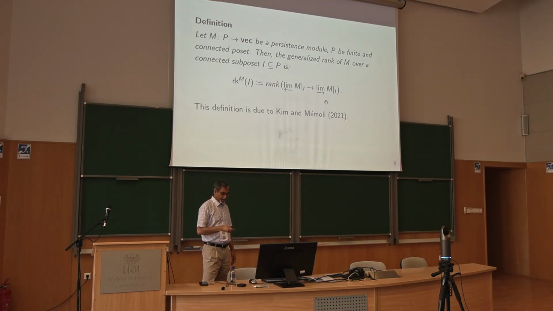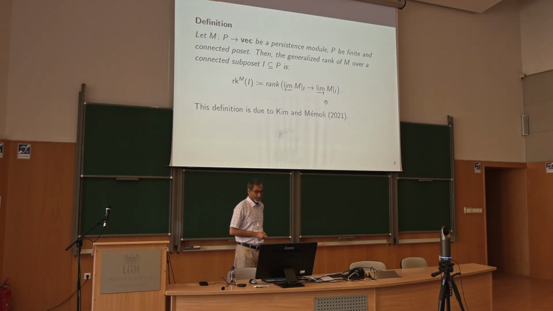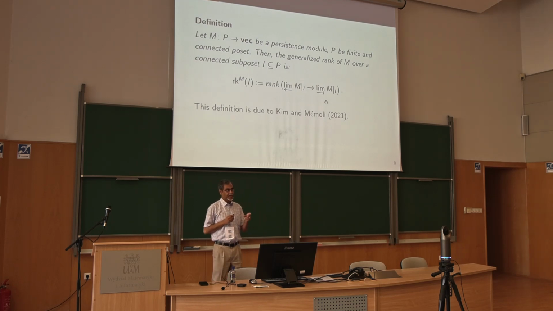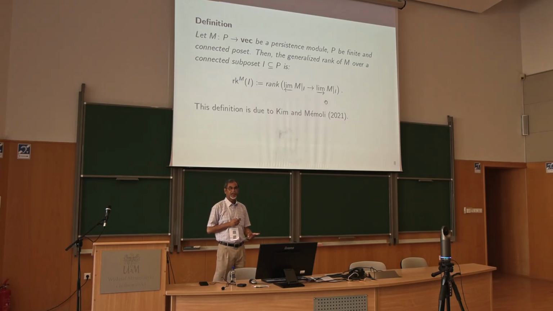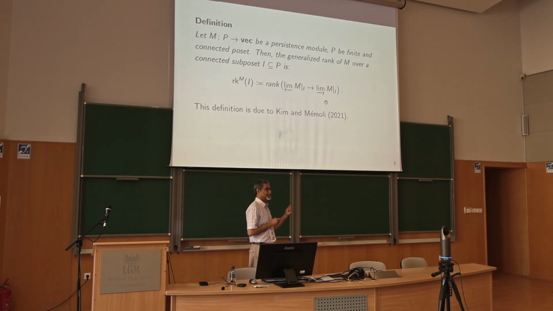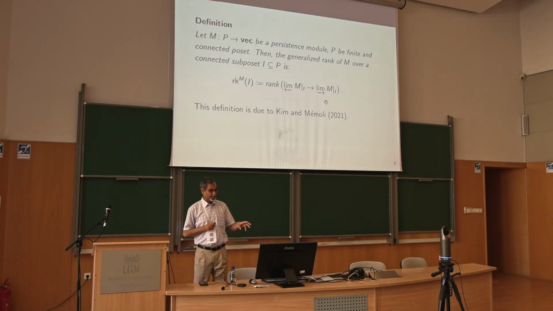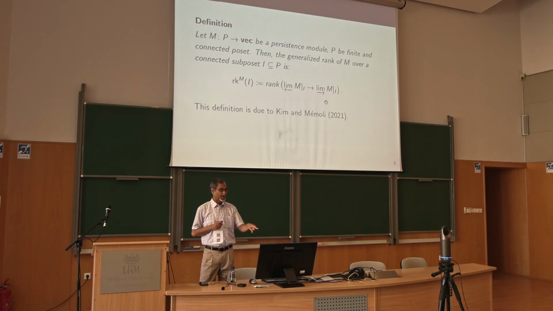This definition is due to Kim and Memoli. And what does it say? The rank, which I am denoting as rank of M on the support of I, is given by the rank of the limit to co-limit map. I hope you will know what is the limit and what is a co-limit for a diagram, and so that's what I'm doing here. But I'm taking the limit of M restricted to I. That's why I'm denoting that always I is a subset of M. So I'm defining the rank of M over I as the rank of the limit to co-limit.